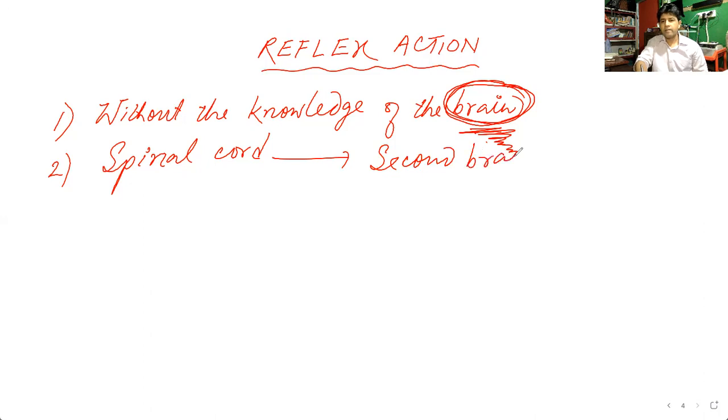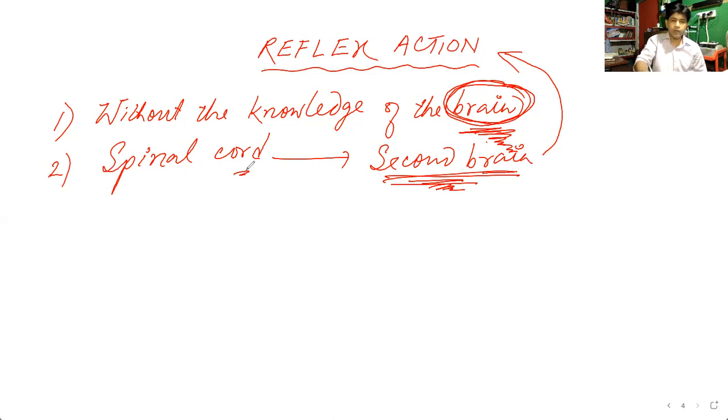Okay, so why second brain? Because the spinal cord also can take decision. As the brain is taking decision, the brain is controlling something. Same way, spinal cord also can take decision. Spinal cord also can control something. So one very simple example is our reflex action. Reflex action is controlled by the spinal cord, not by the brain.